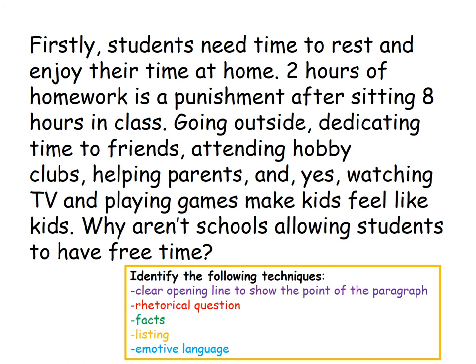Listing, now you know you look for commas in a list, don't you? So that's an easy way to find listing. And then lastly, emotive language, that's our difficult one. So find a really emotional or dramatic word for that one. I'm going to give you 3 minutes for this one. Off you go.